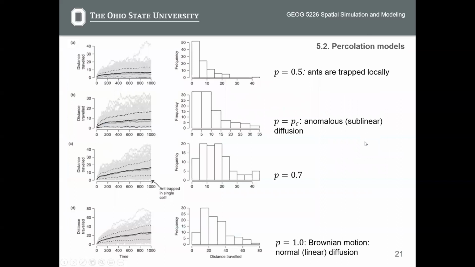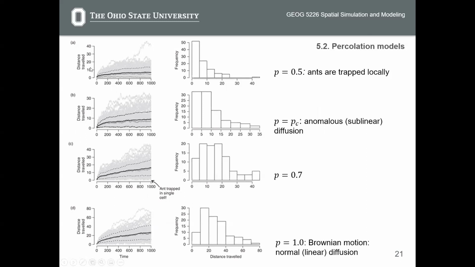Okay, so let's see the statistics. Here we have 4 types of simulations with different p-values, and for all of them, these ants are blind ants, which means that they could choose a location that is not occupied, so it doesn't move. Next step. So you can say for p equal to 0.5, ants are trapped locally.